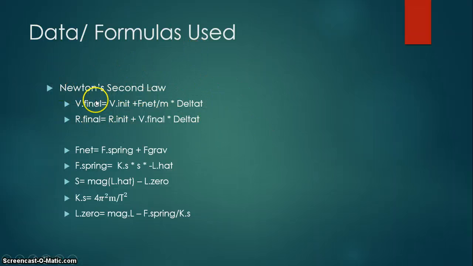Newton's second law was the major one, in which I had to find the final velocity first. So I used V initial plus the total amount of forces over mass times delta t. Then I had to find the final position, so I used the initial position plus the final velocity times delta t. Here the total net force is equal to the spring force and the gravitational force because those are the only ones that act on our system.